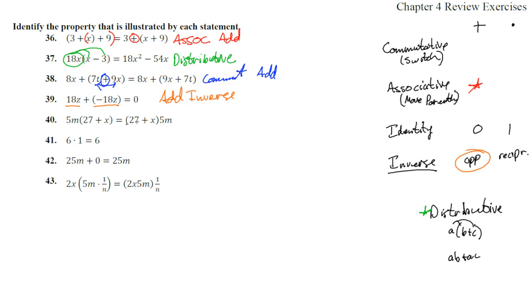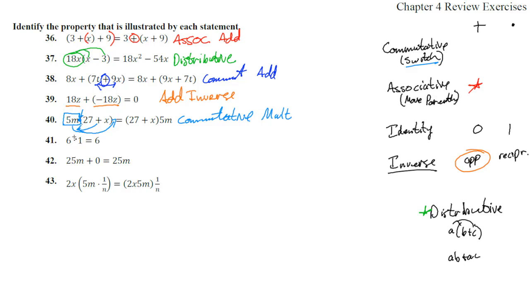27 plus x. 27 plus x, 5m. Can you see that the 5m switched places and went to the back? So yeah, this was a multiplication sign, and they switched those two places. Switching places, that's commutative. Now, a little bit of worry here. Is it around a plus sign, or did they switch? No, they switched right here around that multiplication sign. So that is commutative of multiplication. Number 41.